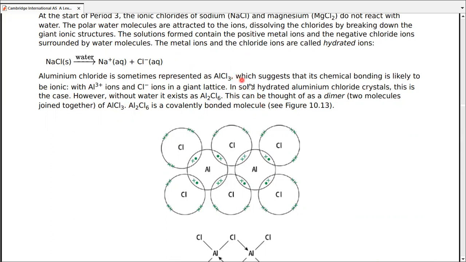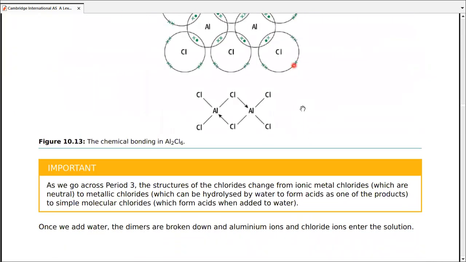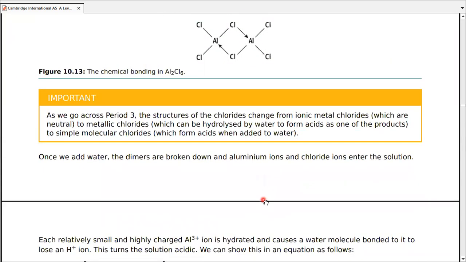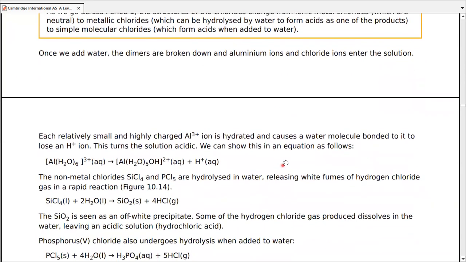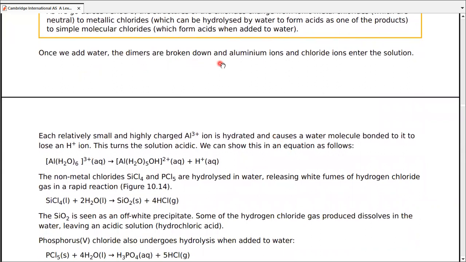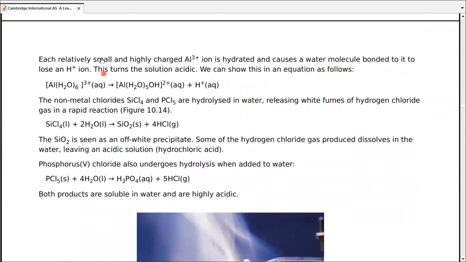So here they are differentiating between both the cases, with and without water. That's why the hydrolyzed portion, I think this clears it up. Once we add water, the dimers are broken down, and aluminum ions and chloride ions enter the solution. Each relatively small and highly charged aluminum ion is hydrated, first though a water molecule bonded to it loses an H+ ion. This turns the solution acidic, and we can show this in the following equation.